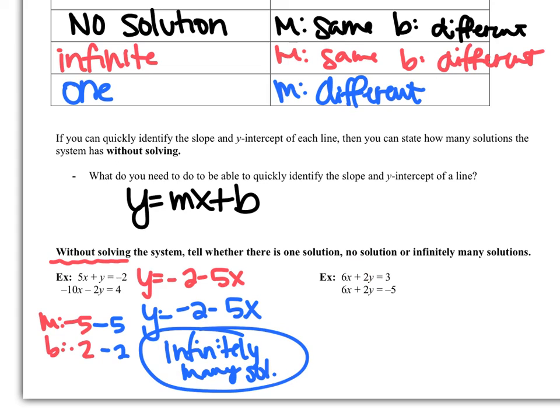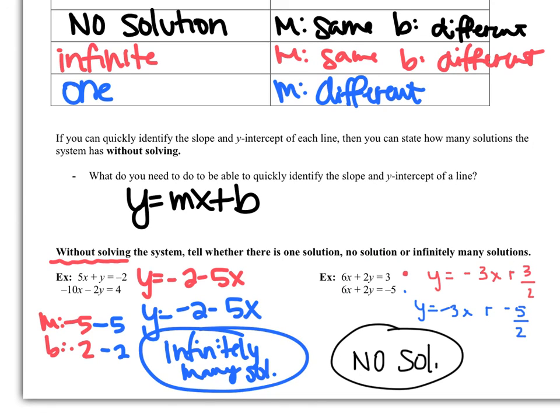So in this example here, you're going to try to identify the number of solutions, either one, no solutions, or infinitely many, by analyzing the slope and the y-intercept of these lines right here. Pause the video, press play when you're ready to check your answer.